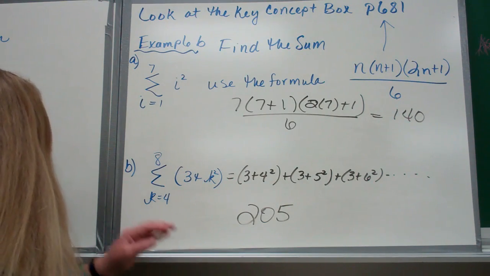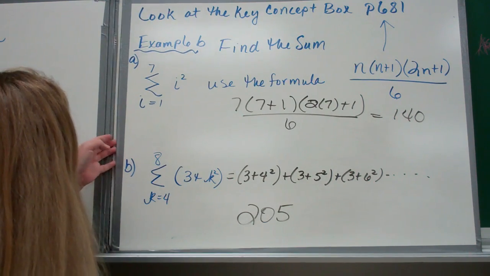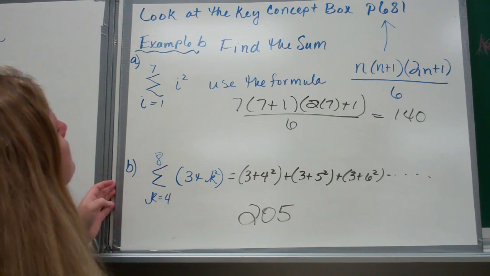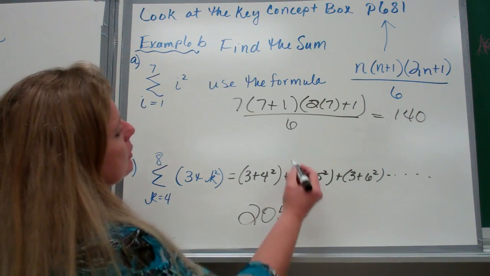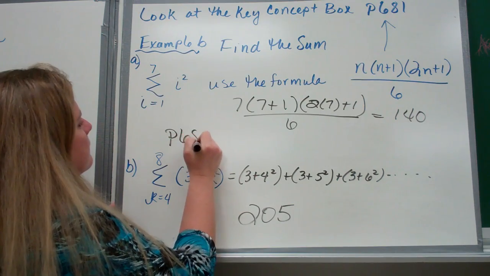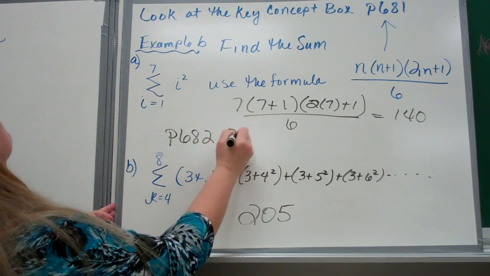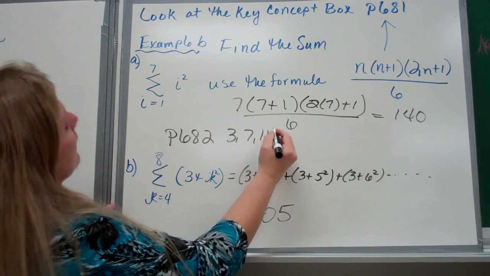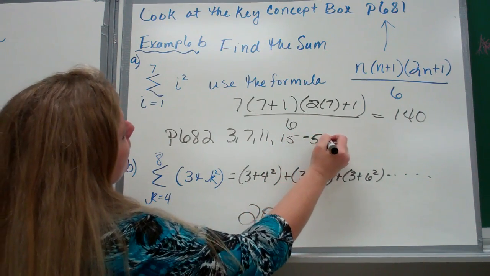It's just crunching numbers. The assignment was page 682, 3, 7, 11, and then 15 through 55 odd.